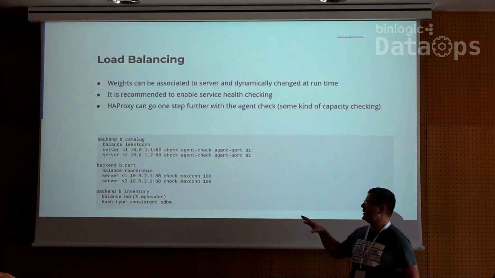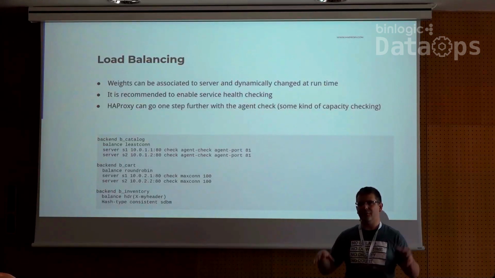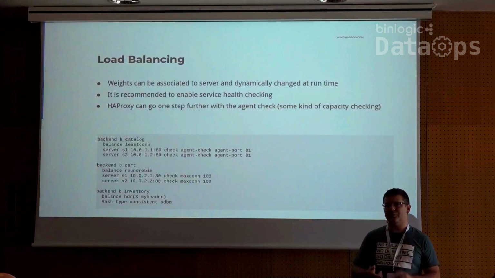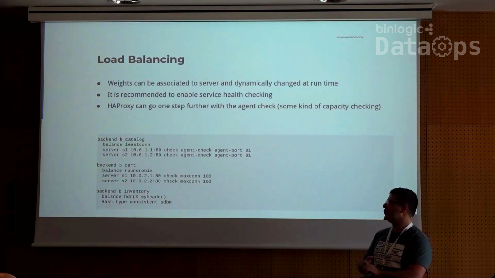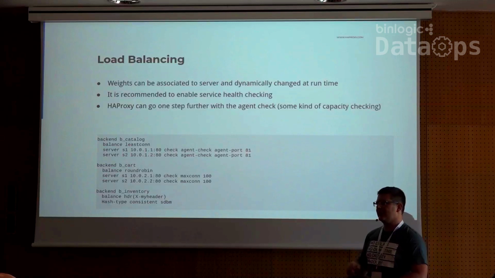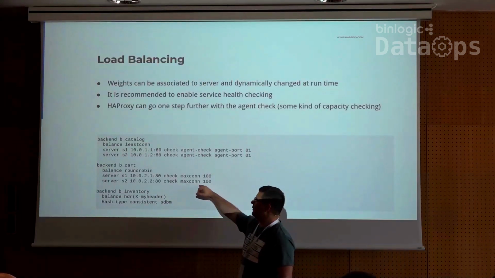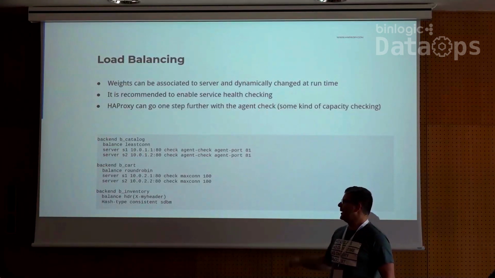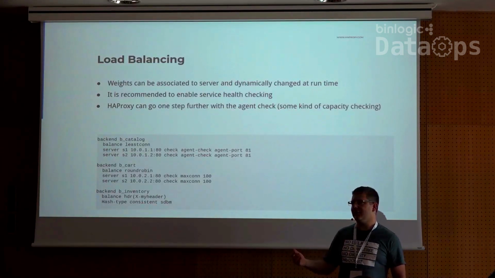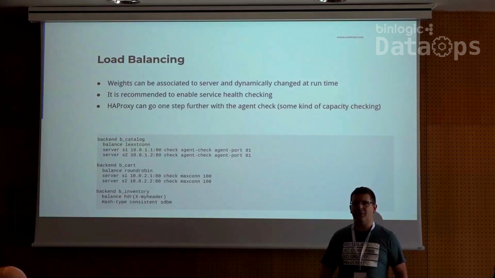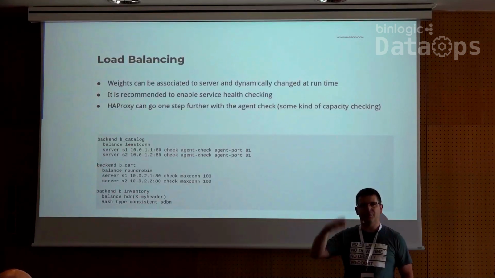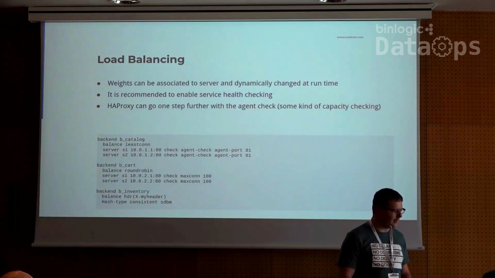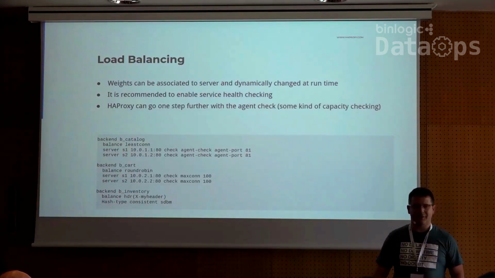HAProxy can use weights on different servers to send them more or less traffic. The agent check can also be used to change that weight and also to change the maxconn value. The maxconn value is the maximum number of queries being processed by the server at a time. If your server starts being overloaded, then your agent can report, oh, I want to have only 10 processing now because my CPU is burnt or whatever. So that's very, very useful, and that can be used with monitoring.